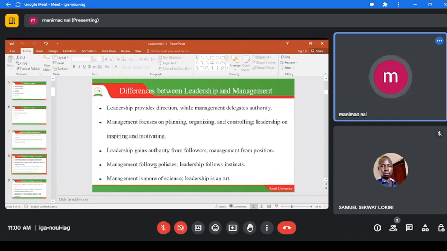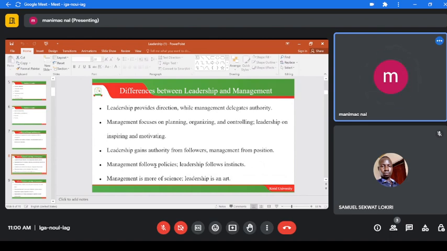Further still, leadership provides direction, while management delegates authority. Okay, so a leader directs, showing them where they're supposed to go, and a manager delegates the authority in a working environment. Management focuses on planning, organizing, and even controlling. However, leadership focuses on inspiring and motivating the subordinates.